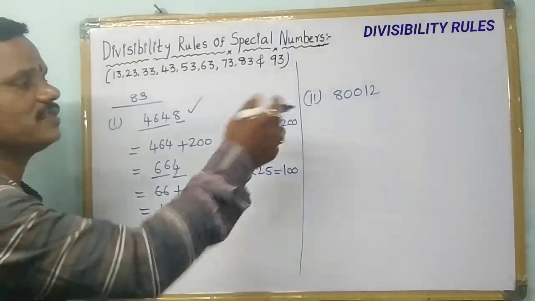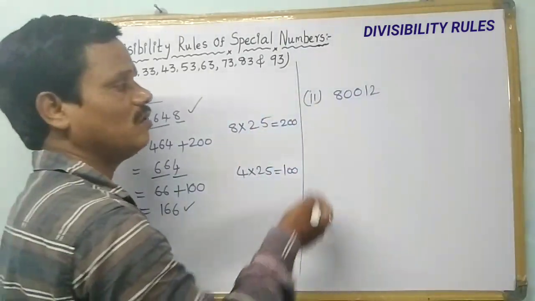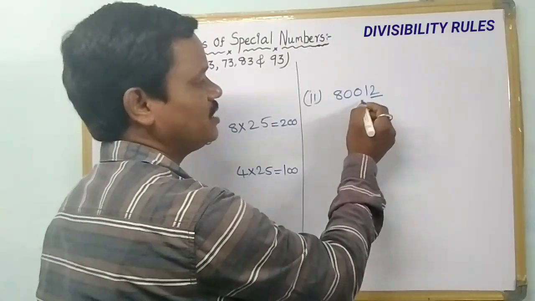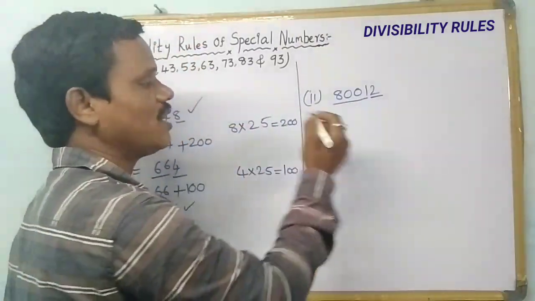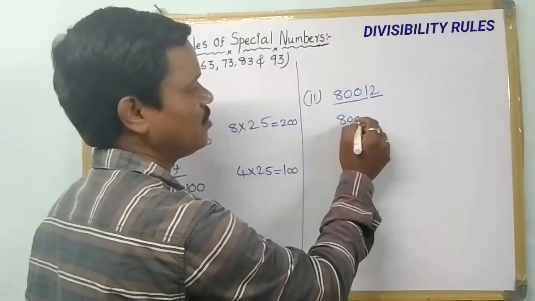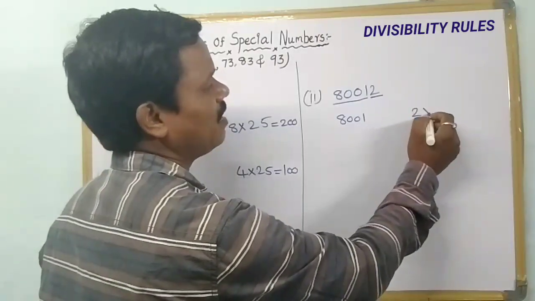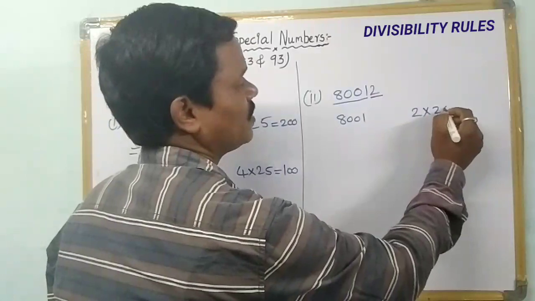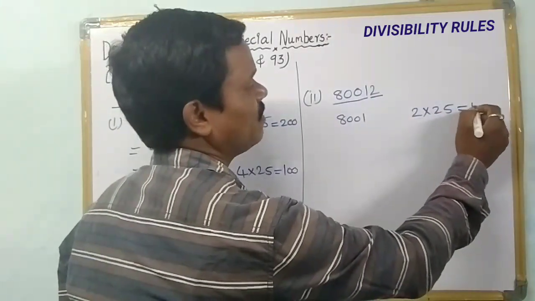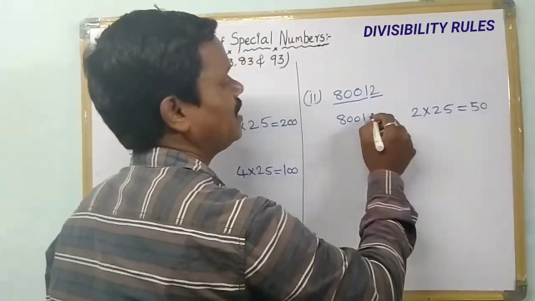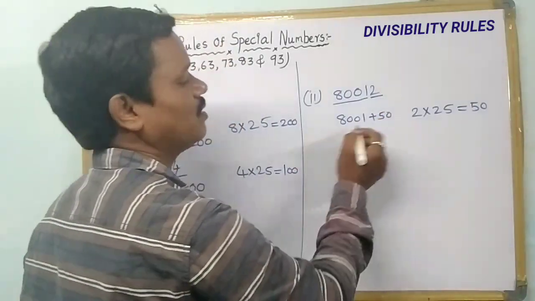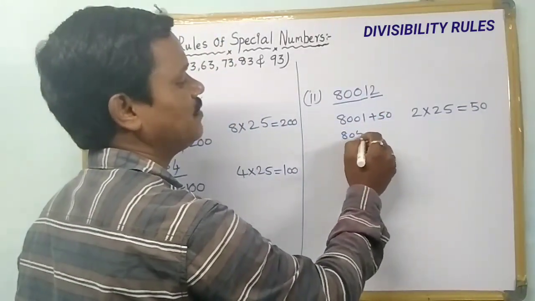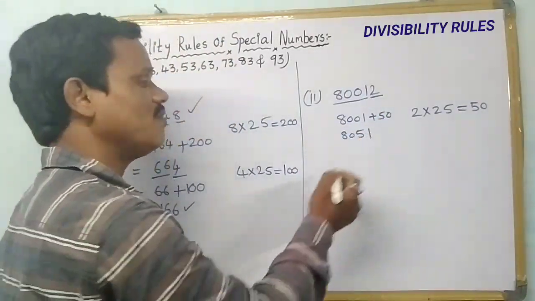Now I am taking the second example. This is the first part, this is the second part. Now write the second part as it is, 8001, and multiply the first part by 25. What is the value? 50. Adding 50 to the second part. What is this? 8051.